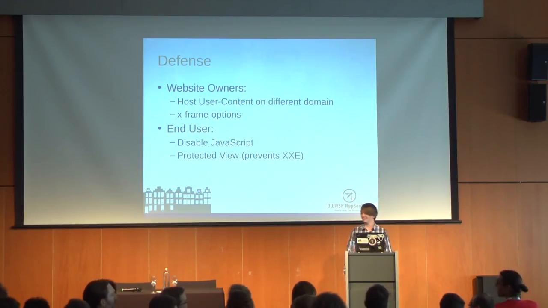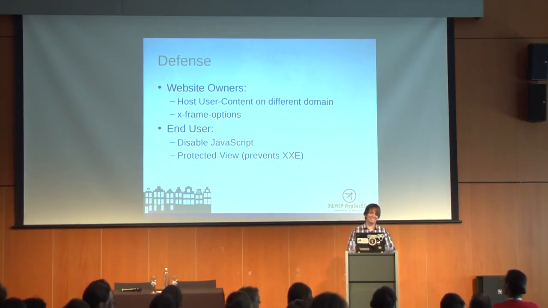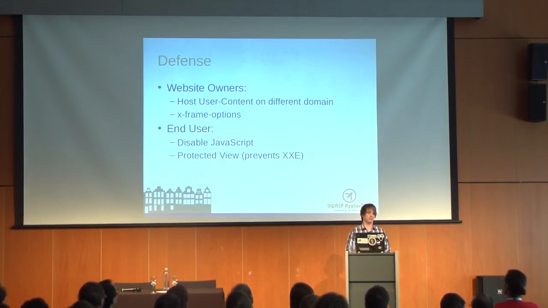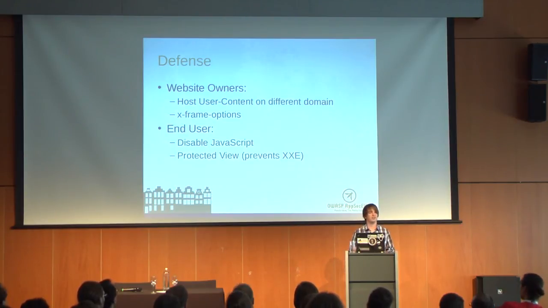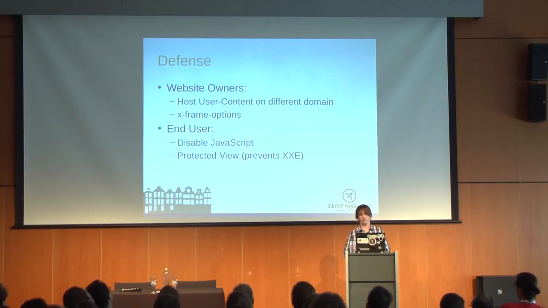So, to defend yourself, I would say try to host the content from user files on a subdomain, or on another domain, and use the X-Frame-Options header to say my files are only allowed to be embedded from the same origin, or are actually never allowed. The browser recognizes this header and then stops and says, yeah, this can't be embedded. And that's actually quite a useful way to block such attacks.